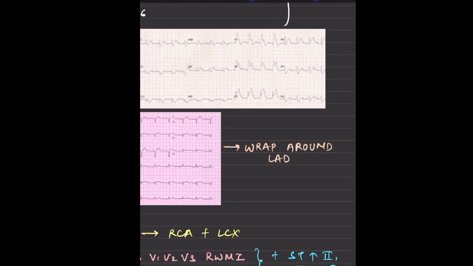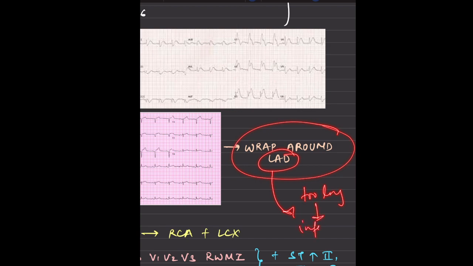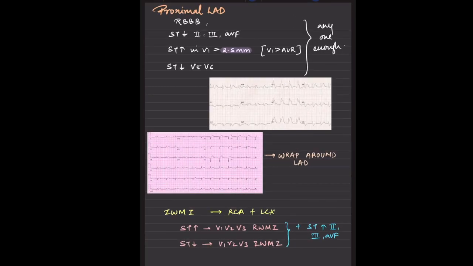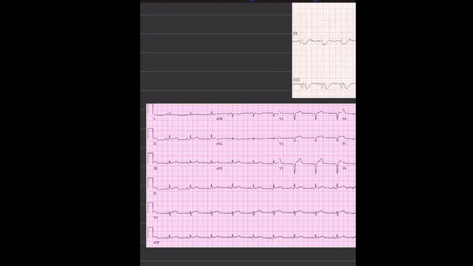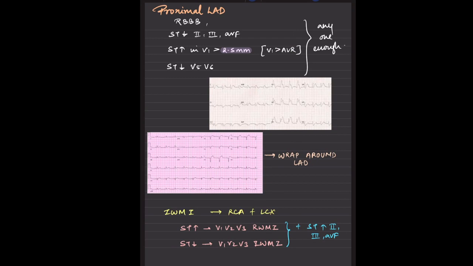Then we have something which is the wraparound LAD. That means the LAD in some cases is too long and it actually goes to the inferior wall and supplies the inferior wall. So that is a wraparound LAD, and that means there will be elevation in 2, 3, aVF that we see in the inferior wall MI.